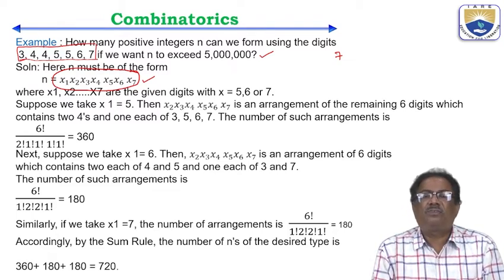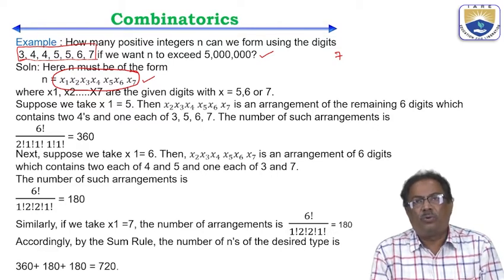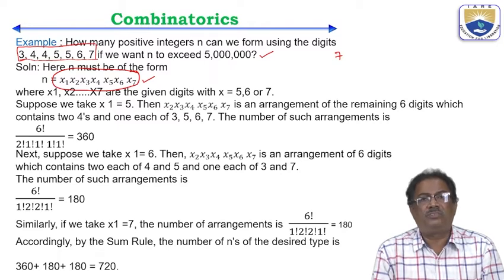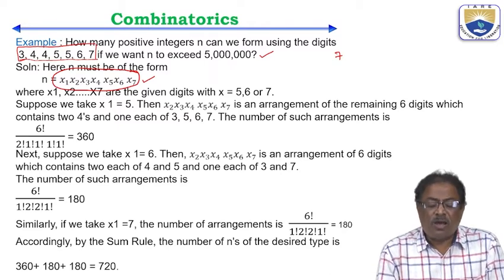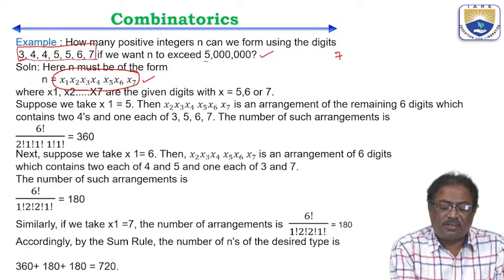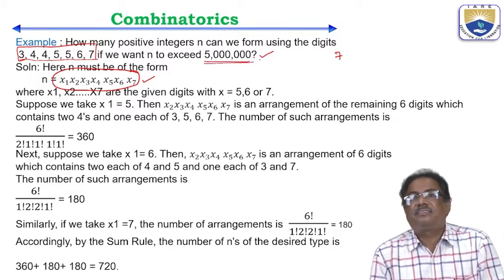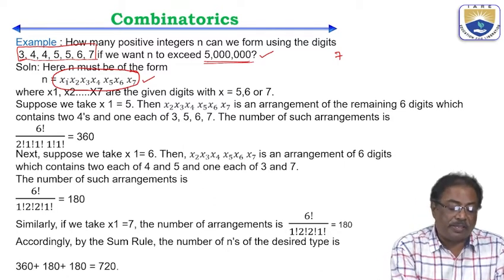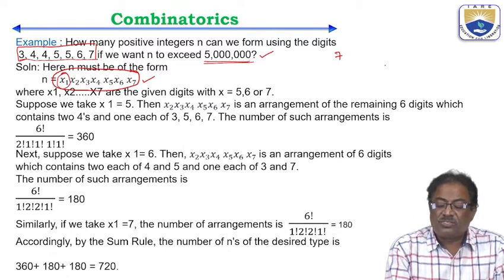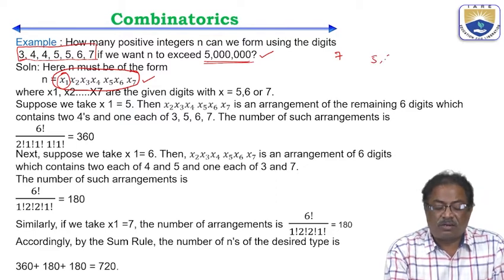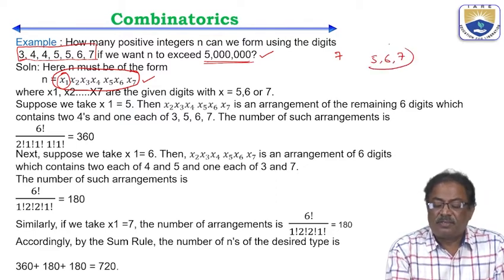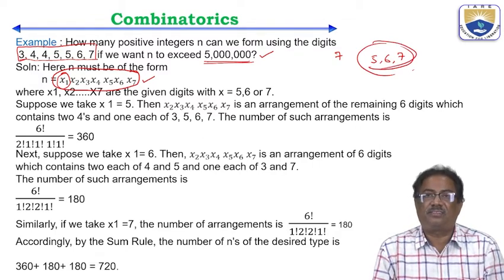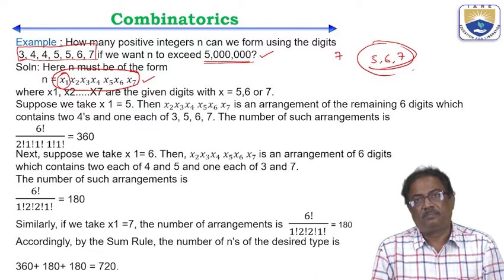x1, you can select any one of the above digits, and x2, you can select any one of the above digits, like that. So now the condition is that it is greater than this number. So greater than this number means x1 should start with 5 or 6 or 7. Because only if you start with these numbers does it exceed; otherwise it will not exceed.